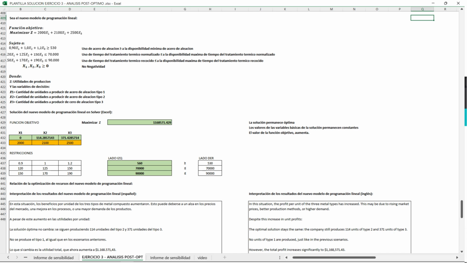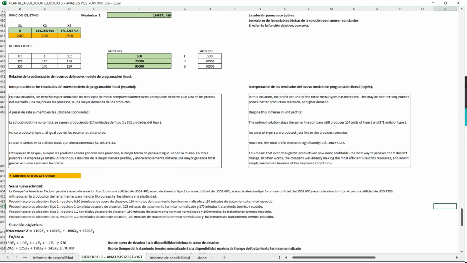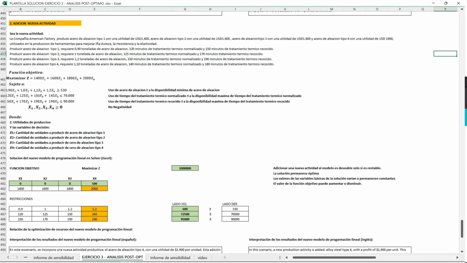7. Addition of a new activity. A new product was added, alloy steel type 4, with a higher profit than the others. Result: the model proposed producing only this new type due to its profitability. However, resource usage was excessive. Thus, although profitable, it is not feasible under current constraints.